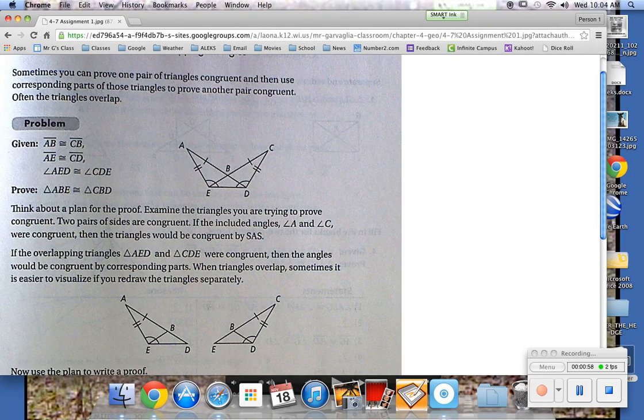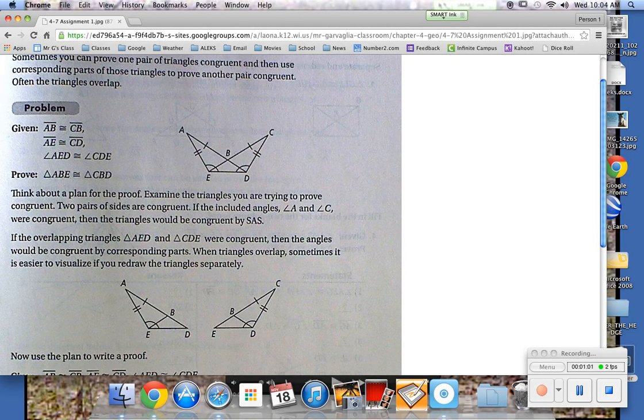What they're given here is that these two overlapping triangles have AB, this line right here, and BC, these two are equal. They're congruent. All right? They're given that AE and CD are congruent. They're given that the angles AED and CDE are congruent.